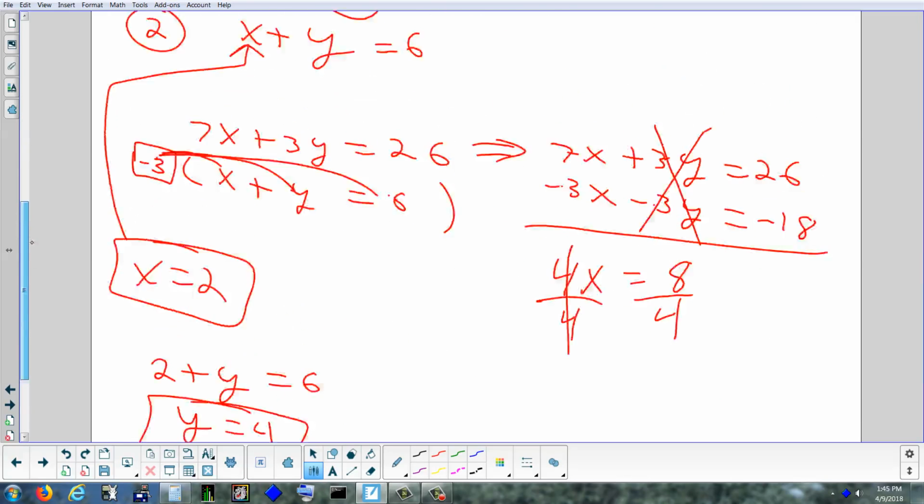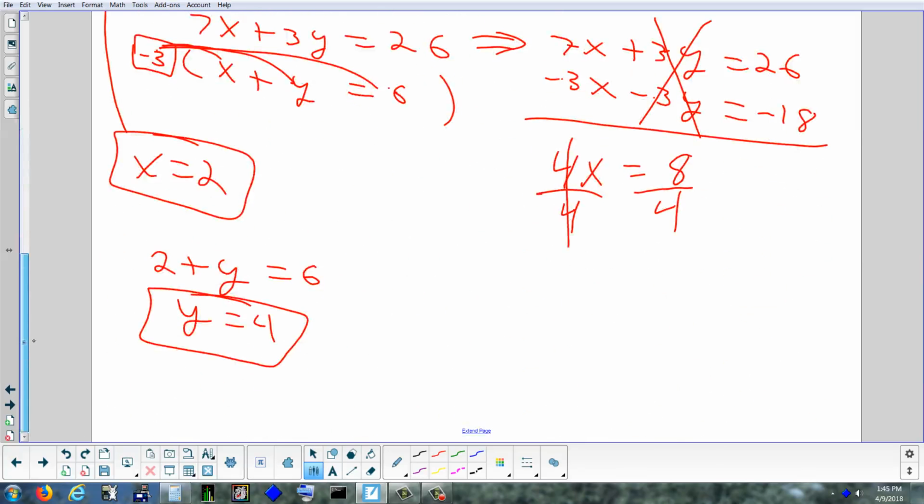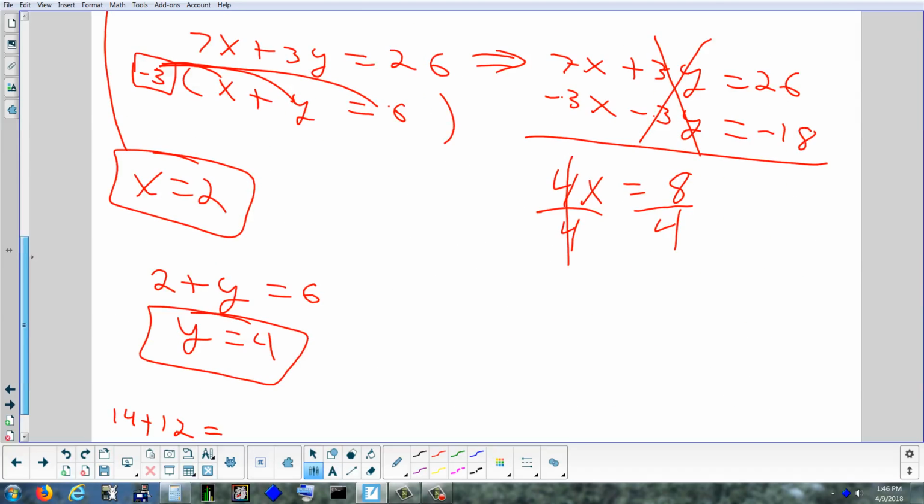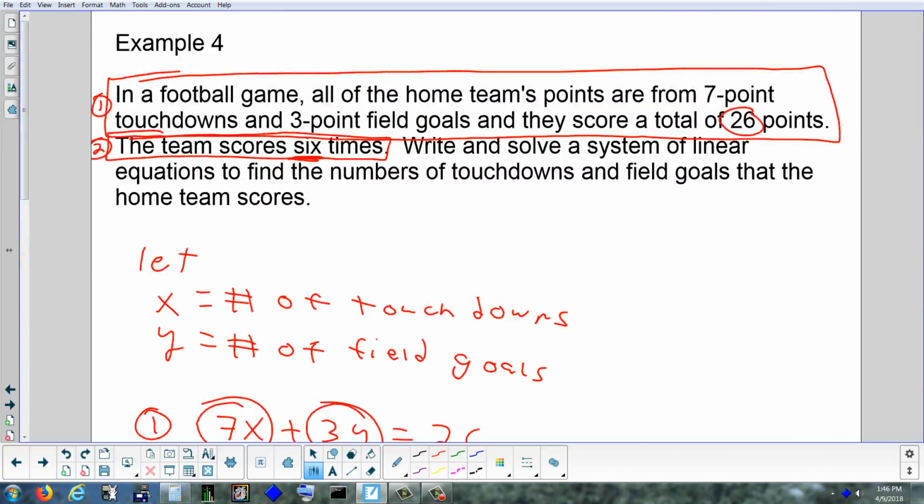So let's check it. What's each touchdown worth? 7 points. How many touchdowns did they get? 2. So they got 14 points in touchdowns. What's y? Y is the number of field goals. What's a field goal worth? 3. 3 times 4 is 12. What's 14 plus 12? 26. Alright, so we got 26.